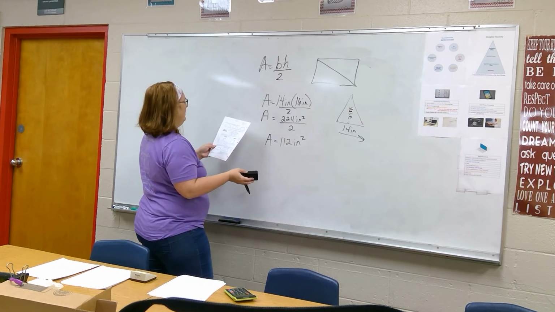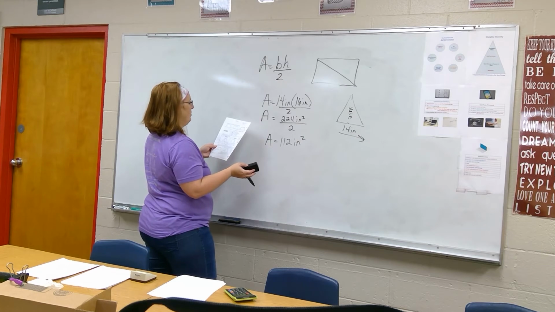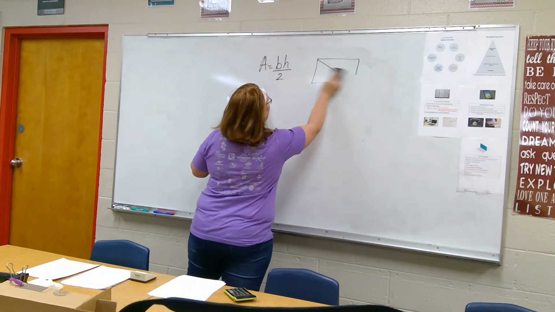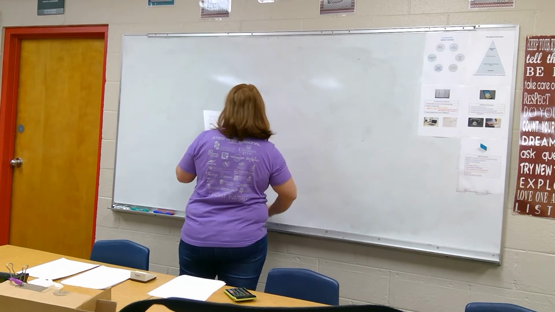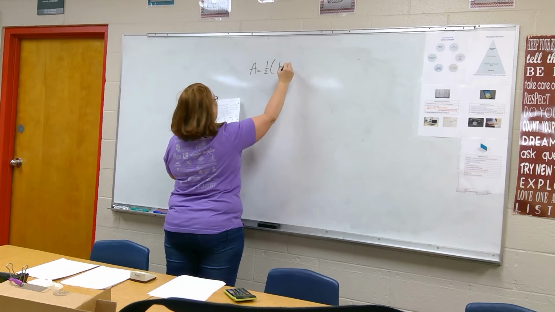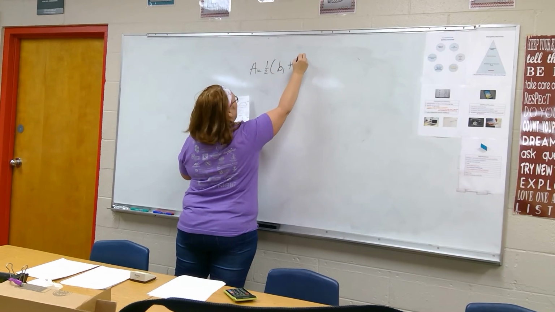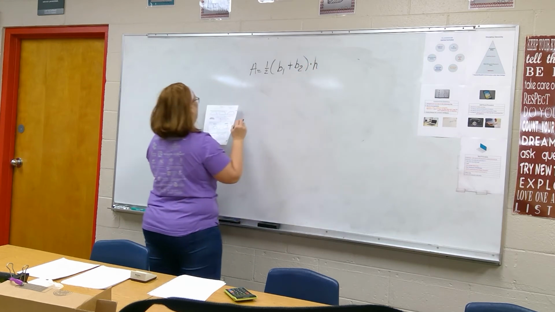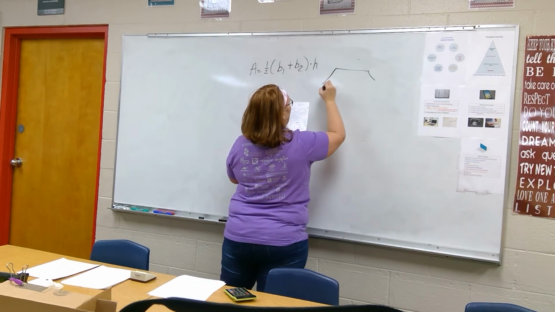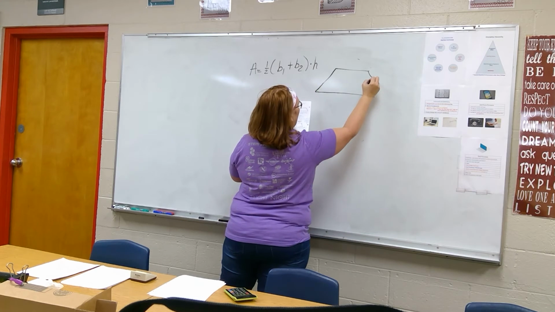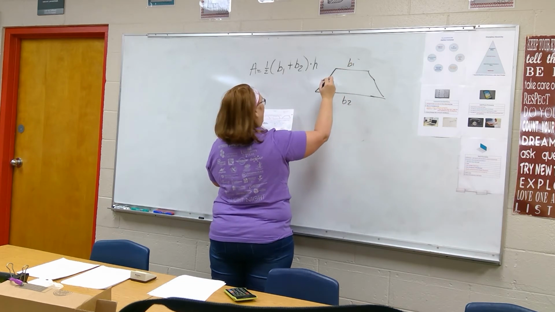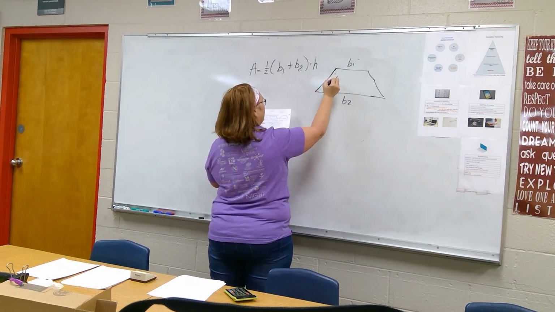Flip it over on the back. It says a trapezoid is 1 or 2 triangles and a rectangle combined. Use the formula. This time the formula is A equals half of base 1 plus base 2 times height. So base 1 and base 2, that's going to be your top base 1, base 2, or you could say base 1, base 2, it doesn't matter. And then your height will be here.